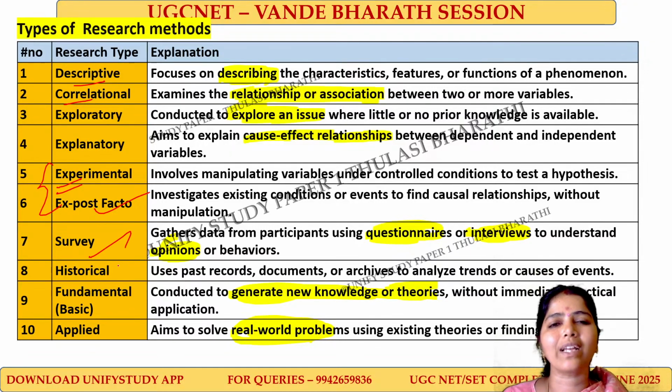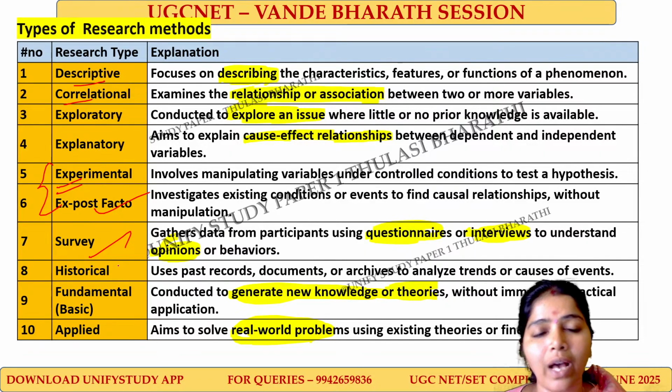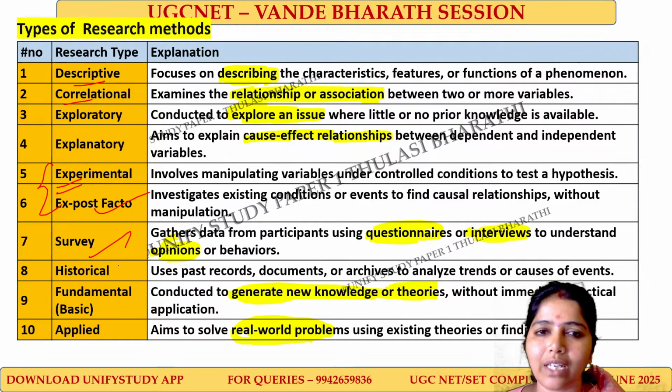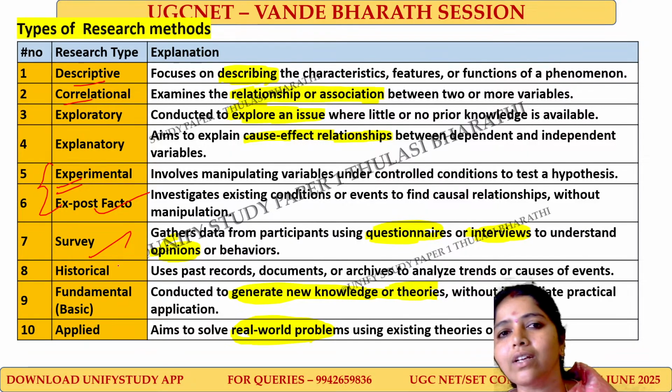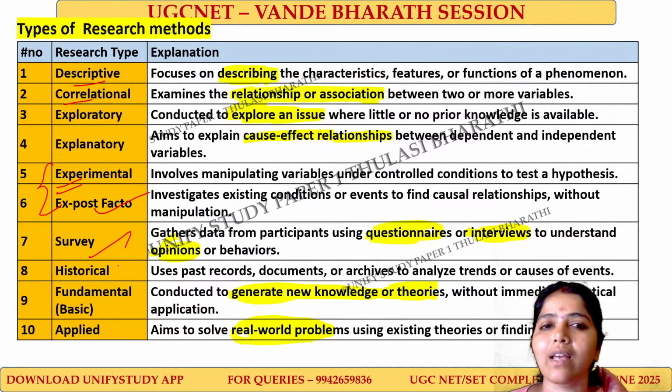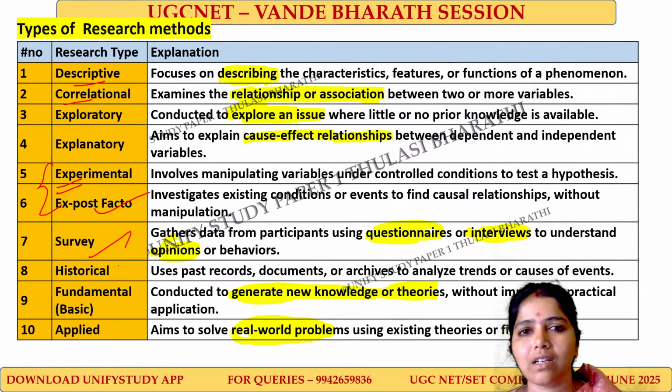Survey research means what? Gathering the information by means of questionnaires, online, offline, physical, one-to-one. I can collect information. Historical research means what? The past records having some significance over there for that event, and it's called historical research. And there we have two terms: internal criticism and external criticism.